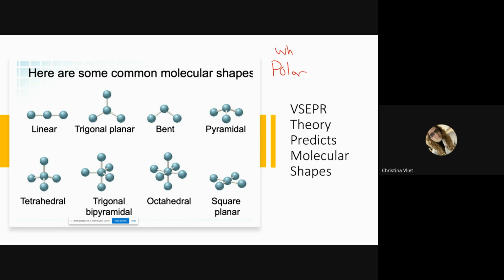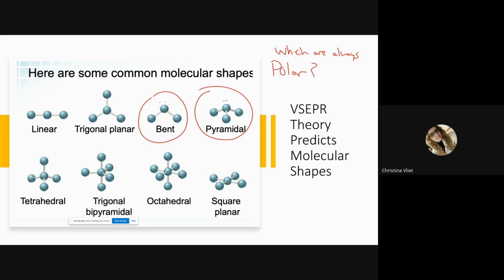Which are always polar. That's pyramidal. Why? Both have unshared pairs of electrons. So if you have unshared pairs of electrons, your molecule is totally going to be polar. So you have to determine that from your Lewis structure and look at your central atom.